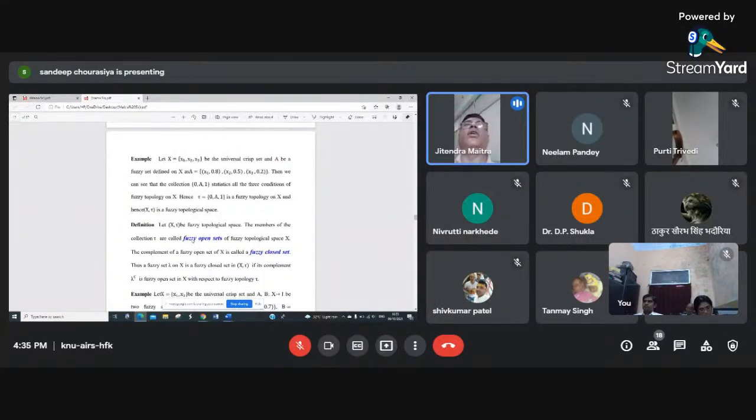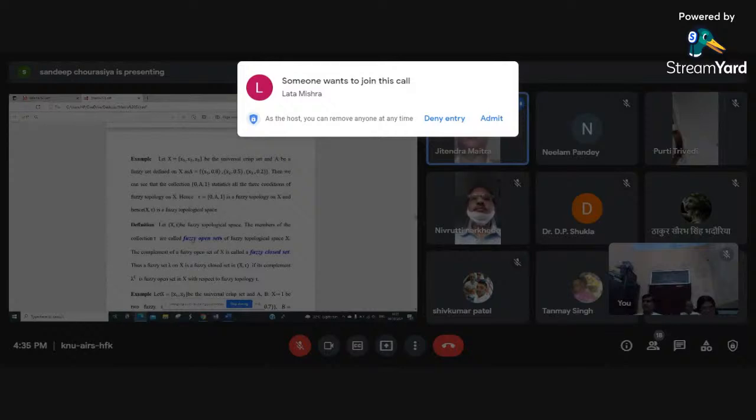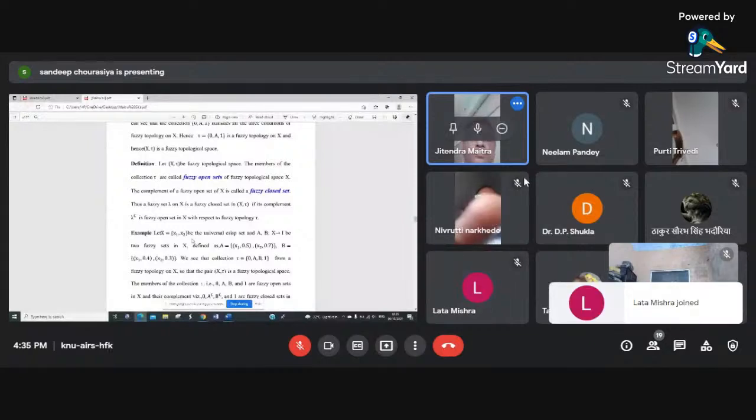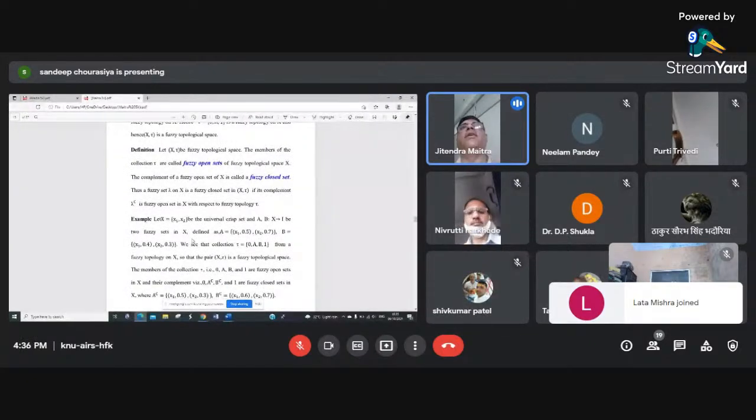And the third property is that tau is closed under arbitrary union. Now how do we define the arbitrary union? The union of two fuzzy sets we define, A union B, to be simply the maximum of A(x) and B(x). Now suppose there are an infinite number of sets, A1, A2, A3 and so on. The union of all these fuzzy sets Ai is defined to be simply the supremum over i of Ai(x), for x belonging to capital X. So this family tau is closed under arbitrary union.